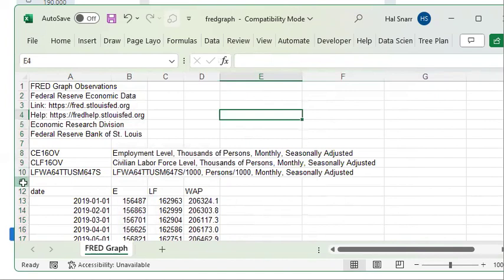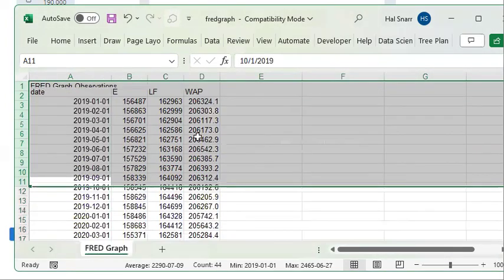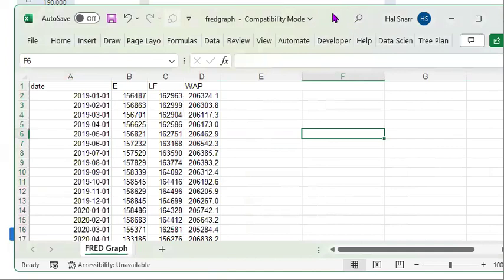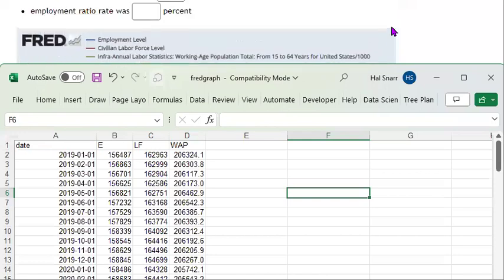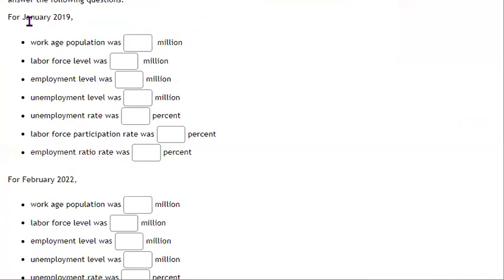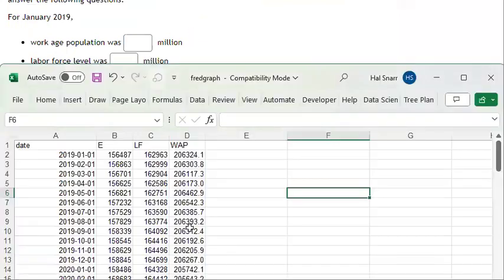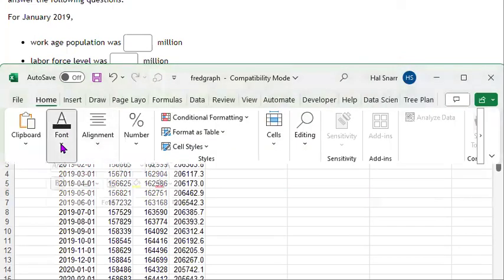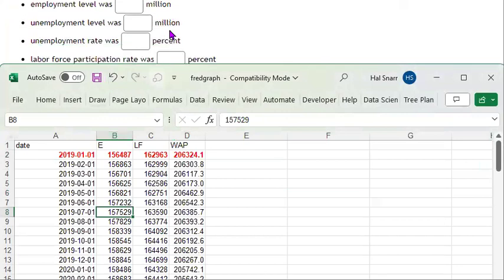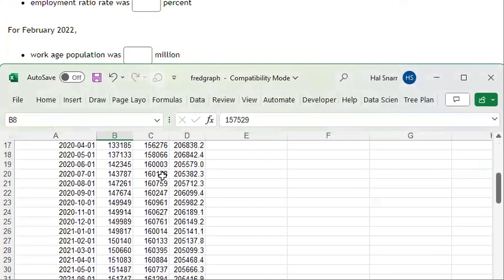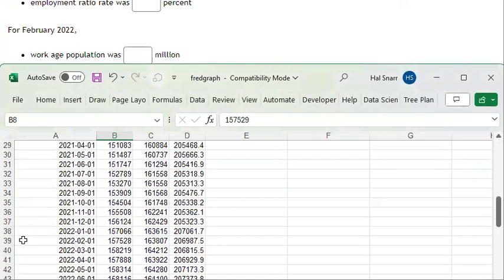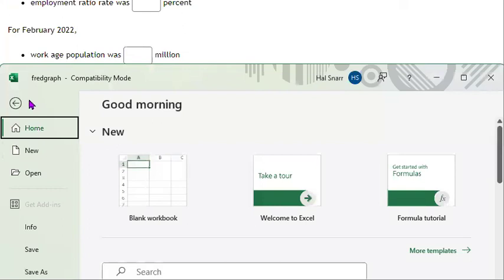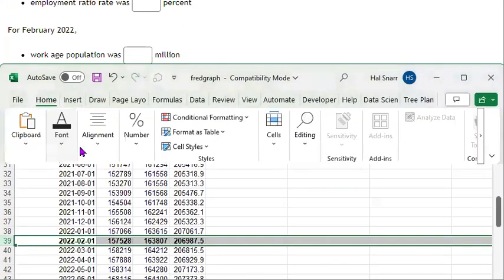Okay, and then we got to find out what it's asking here, right? So for me, I want to calculate values first for January 2019. So I'm going to find January 19 in here. January 2019 is right here. I'm going to make that bold and red. And the other month I want is February 2022. Your months might be different than mine, right? February 2022. I'll make that bold and red. Okay, so those are the ones I'm interested in.